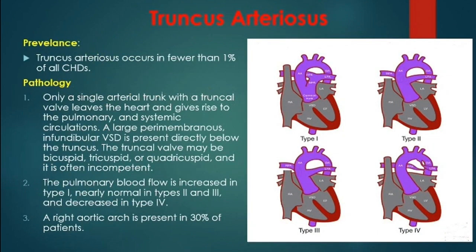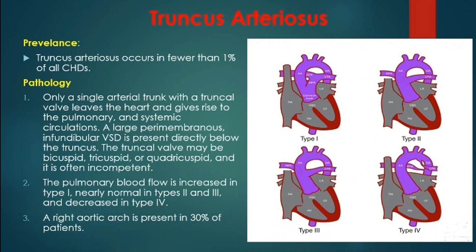The next defect is truncus arteriosus. Truncus arteriosus represents less than 1% of congenital heart diseases. In this disease, there is a single arterial trunk coming out from the heart with a truncal valve, giving rise to both the pulmonary arteries and the aorta. There is a large perimembranous VSD directly below the trunk, and the truncal valve may be bicuspid, tricuspid, or quadricuspid, and is often regurgitant.